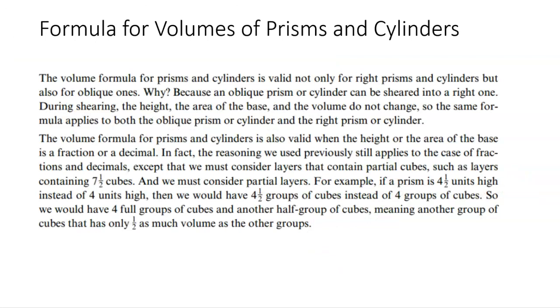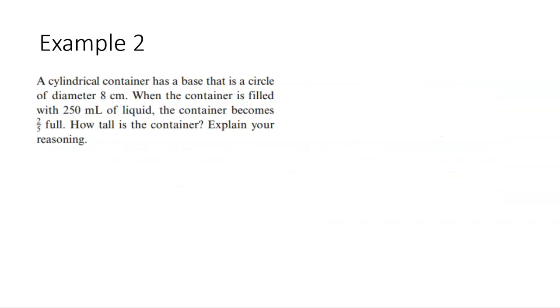So the volume formula for prisms and cylinders is valid for right prisms and cylinders and oblique ones because it's just sheared, right? Sorry about that. Remember, we're just moving it. We're not actually taking away any volume. We're just shifting the shape. So we can continue to use that same idea. And I do encourage you to read these either in your textbook or pause these slides. Let's look at an example here.